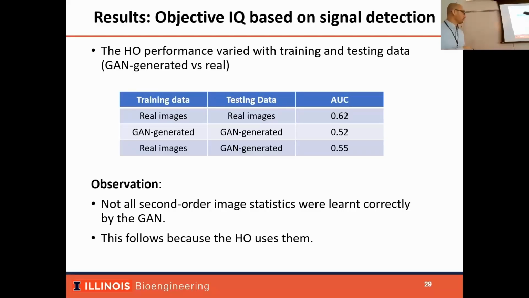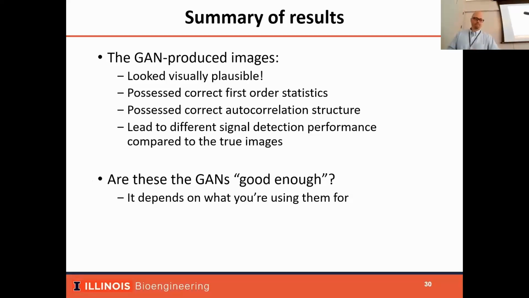So that implies that not all of the second order image statistics were actually learned correctly by the GAN, because we know the Hotelling observer uses the covariance matrix. So in terms of the summary of these results, the GAN produced images that look plausible, they look great. They possess correct first order statistics, they possess the correct autocorrelation structure, but when we use those GAN images in a virtual imaging study for a signal detection task, we got different signal detection performance. So somehow not all of the second order statistics were learned correctly.